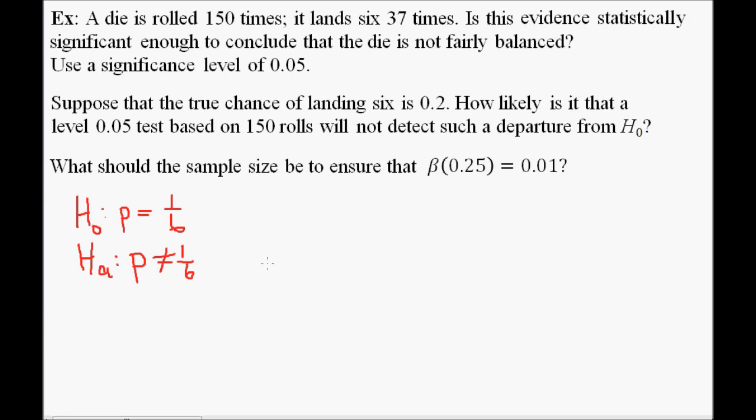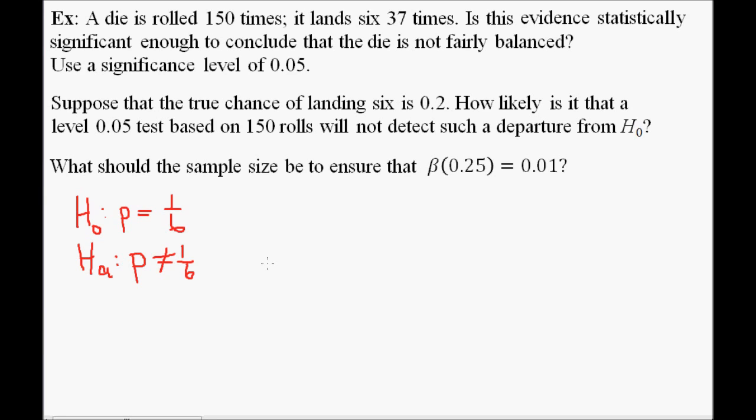Just a reminder that a two-tailed test should be used if there's no a priori reason to think that the change should go one way or the other. A one-tailed test should be used if you have a good reason to think, before doing the testing, that the difference should be an increase or a decrease. But simply rolling the die 150 times and observing that it lands 6 37 times is not a good reason by itself to conclude that p should be greater than 1/6. If we had some a priori reason to think that the die was unbalanced to land 6 too many times, then that would be a reason to use p greater than 1/6. Okay, so we have our null hypothesis and alternative hypothesis.